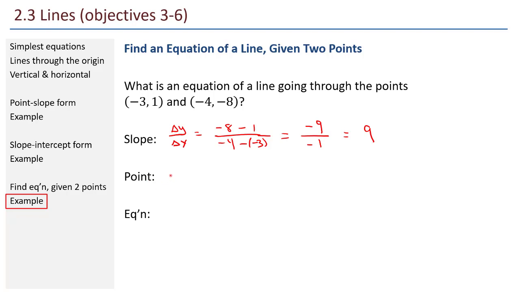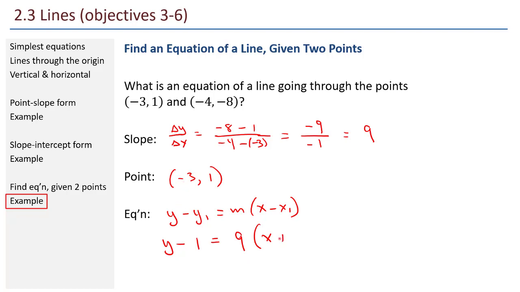For a point, I can pick either of those 2 that I was given. So how about (-3, 1)? And so the equation y minus y1 equals m times x minus x1. How about y minus, let's see, y1 is 1 equals 9 times x. And so I'm going to subtract a -3. And so instead of subtracting a -3, how about I'll just call that +3, and we are done.